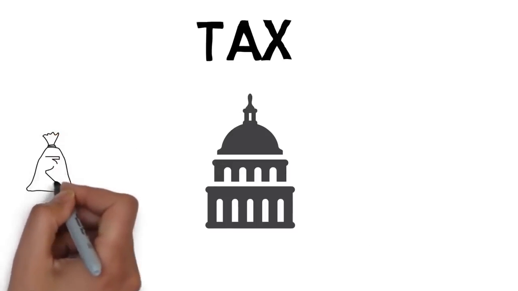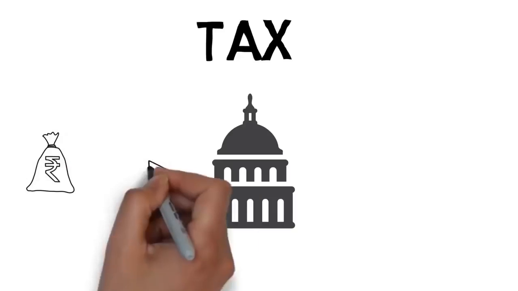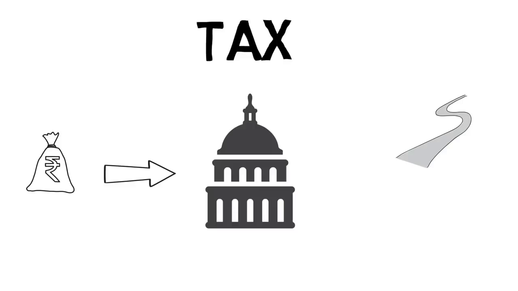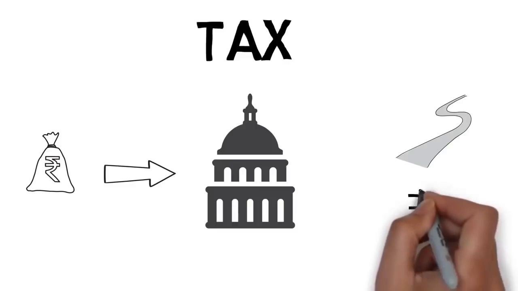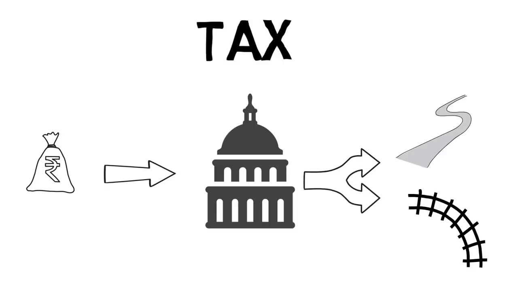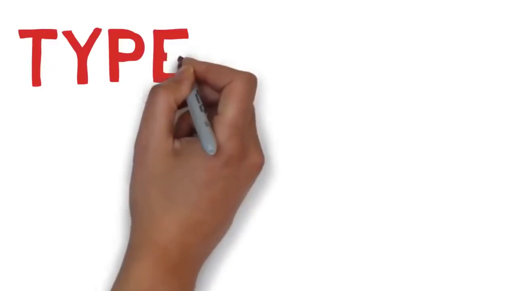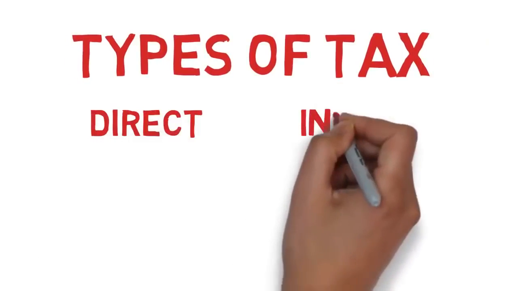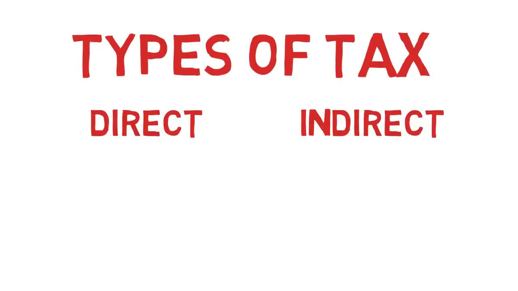It is imposed on your income, business profit, cost of goods and services, and transactions, so that the government can use this money in public interest and to pay off the national debts. There are actually two types of taxes. One is direct tax and the other is indirect.